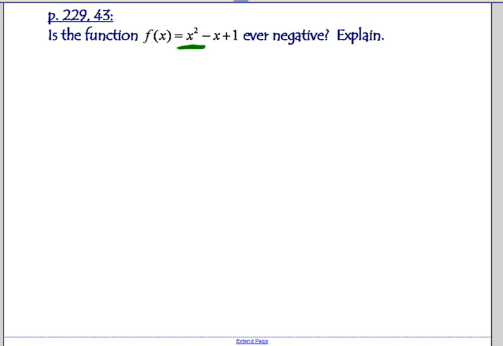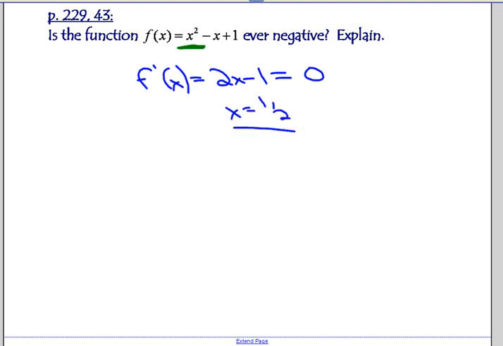All right, let's take the derivative. The derivative of this function, very nice, is 2x minus 1. I set that equal to 0. I'm looking for critical points, and I'll see I have one critical point when x is a half.